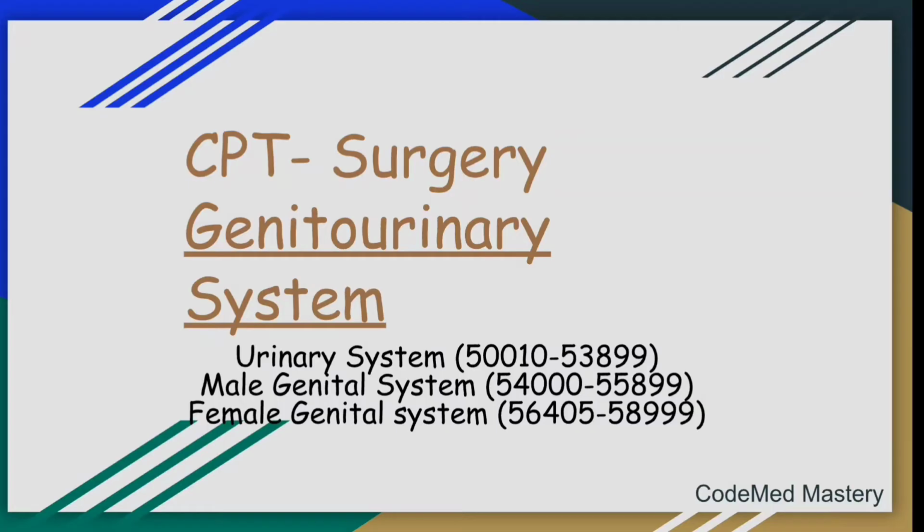Today let's start with the new topic, that is genitourinary system from CPT surgery section. So in genitourinary system there is urinary system. The code range is 50010 to 53899, and male genital system 54000 to 55899, female genital system 56405 to 58999. In this video, we'll study guidelines related to these and also we'll check important codes.